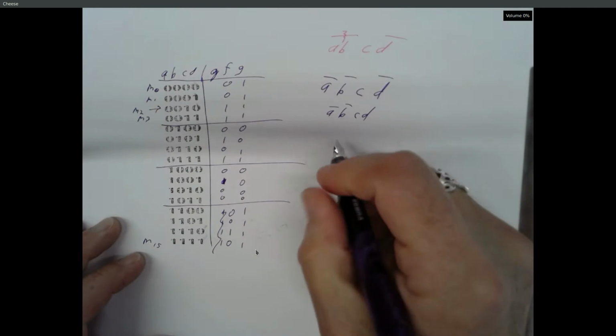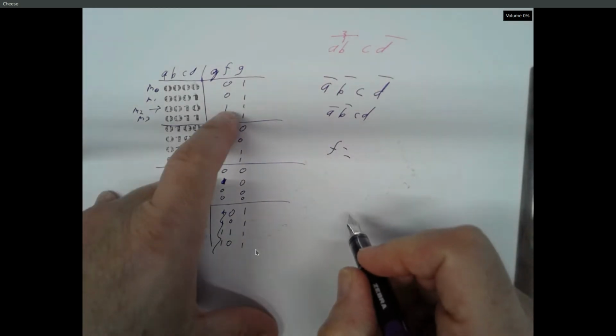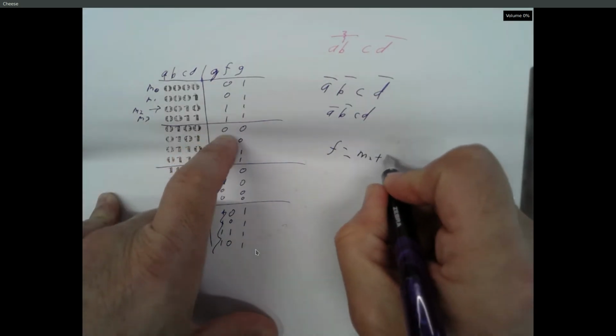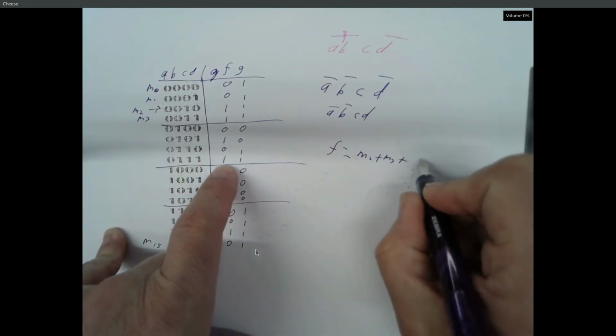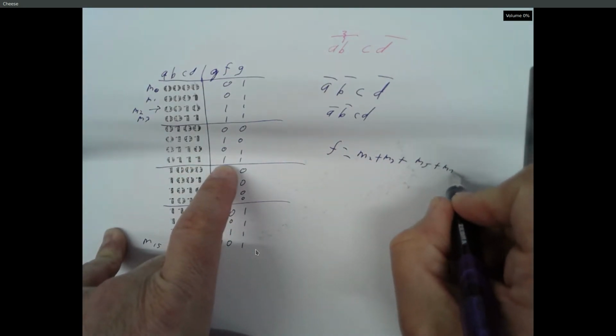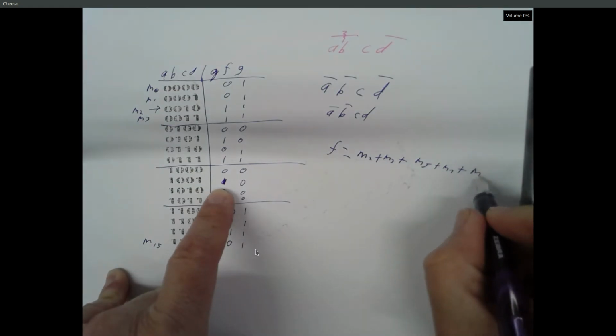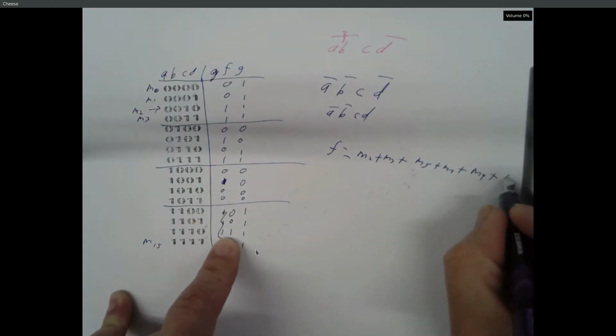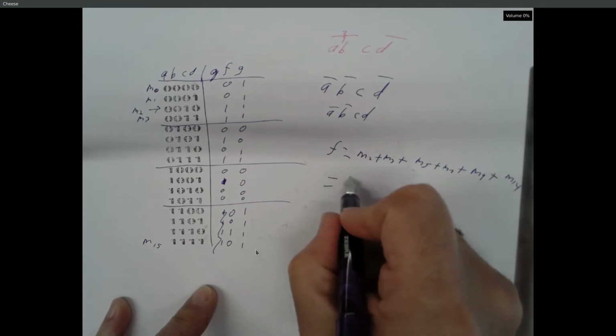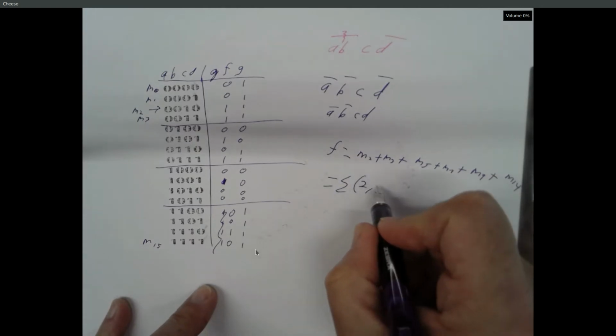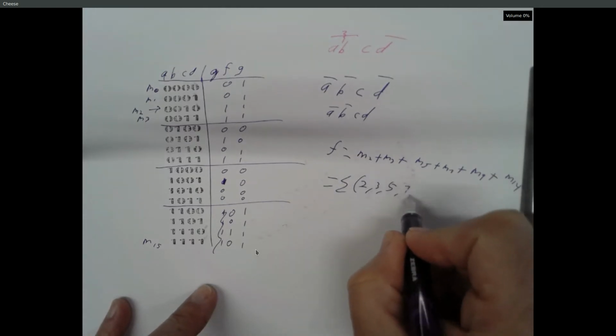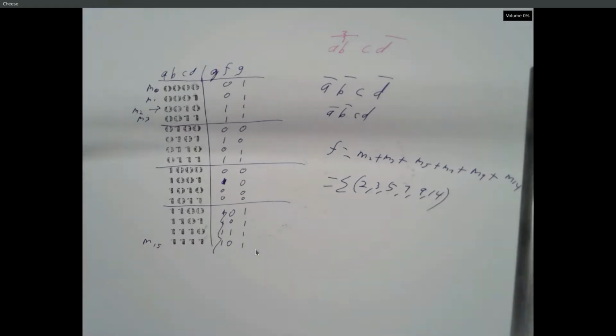So F could be written as m2 plus m3 plus m5 plus m7 plus m9 plus m14. And we can also write it as just the sum of 2, 3, 5, 7, 9, 14. So those are compact forms. This is the most compact. And for minterms, we use a little m. When we do maxterms, we'll do an uppercase M.